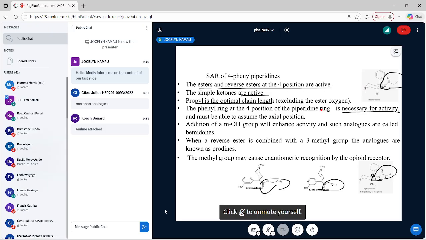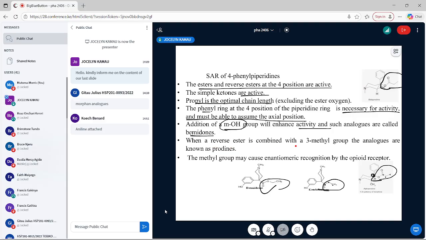That obeys the morphine rule, and therefore in all these compounds you will have a phenyl ring, and it must, as we have already said, assume the axial position or the axial conformation if this drug is going to have maximum activity. Addition of a meta hydroxyl group, which we had mentioned, a 3' group, will enhance activity. Such analogs are called bemidones. Again, I already discussed that.